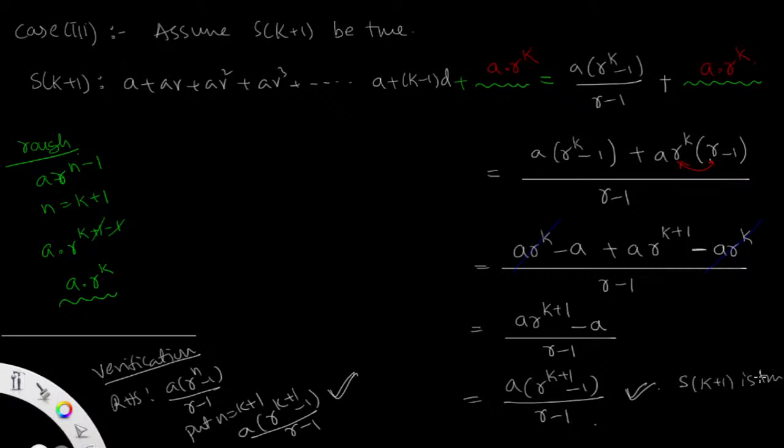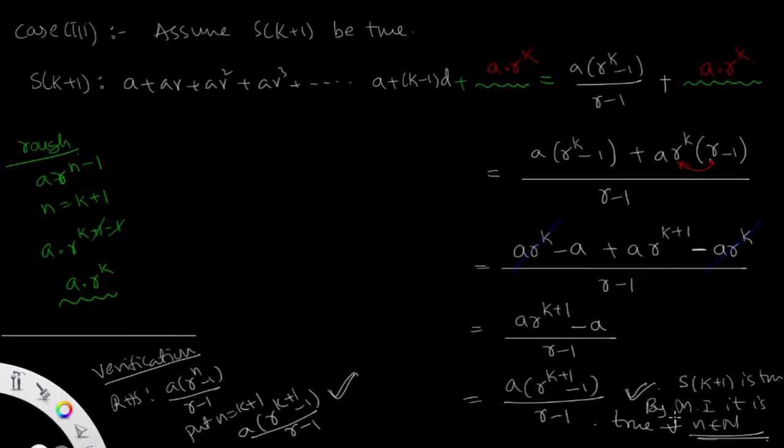By mathematical induction, it is true for all n belongs to N. It is true for all small n belongs to capital N. This process is called the principle of mathematical induction. Then it is proved that the given statement is 100% equal.